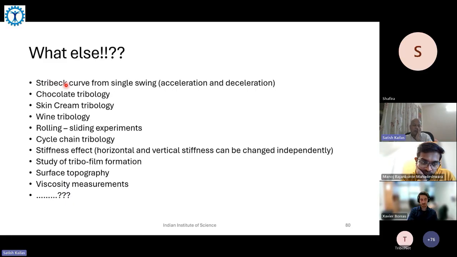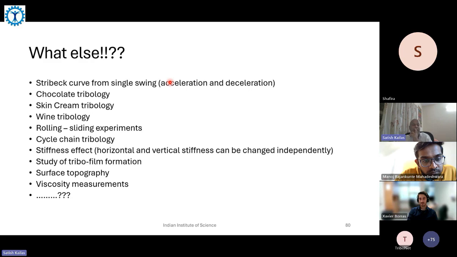I told you we want to get the Stribeck curve from a single swing, acceleration and deceleration. There's always been not much of a debate: is your acceleration Stribeck curve the same as your deceleration Stribeck curve? In other words, when the friction is high at the low velocity region and then it reduces, when I start reducing the velocity, will it retrace the path or will it take a different path?